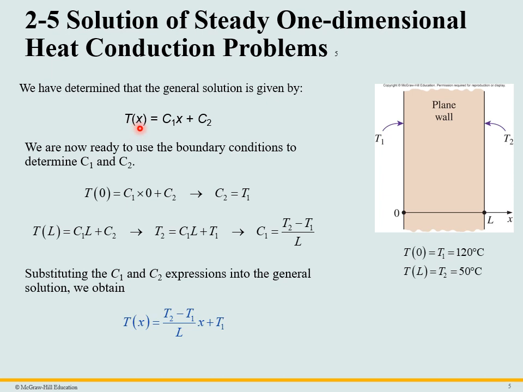If we plug in x equal to 0 here, this term goes away and we're left with C2. So C2 has to be equal to 120 degrees C. We use the second boundary condition: the temperature at L is equal to C1 times L plus C2. This has to be equal to T2, so we can solve this for C1. C1 is equal to (T2 minus T1) over L. We know what T2 is, it's 50. We know what T1 is, 120, and we know what L is. So we can plug C1 and C2 back into the original equation here, and we end up with our simple equation. This is simply a straight line, y equals mx plus b, if you will.